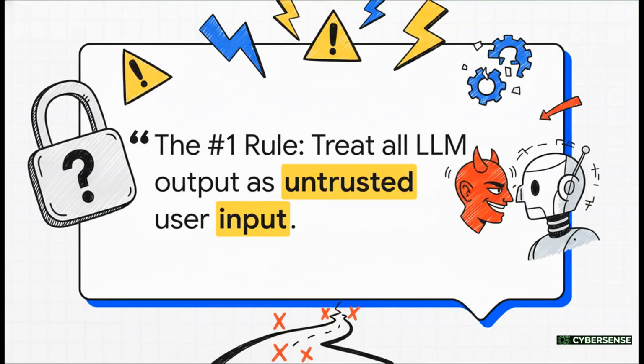If you remember nothing else from this whole explainer, please burn this one rule into your brain. Treat all LLM output as untrusted user input. Every single character it generates should be treated with the same level of suspicion as if it came directly from an attacker. Never, ever trust it by default.